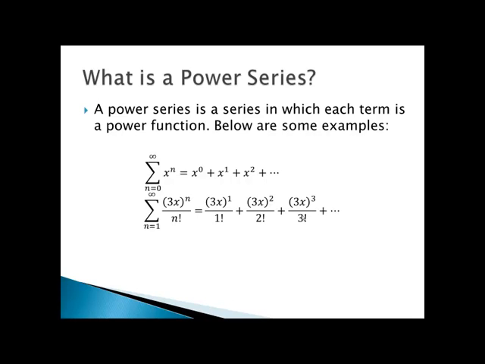Or the series from 1 to infinity of 3x to the n divided by n factorial. So that's 3x to the first power over 1 factorial plus 3x to the second power over 2 factorial, and so on. And even the series from 1 to infinity of 2 times the quantity 1 minus x raised to the n power. So that's 2 times 1 minus x to the first plus 2 times 1 minus x to the second, and so on.